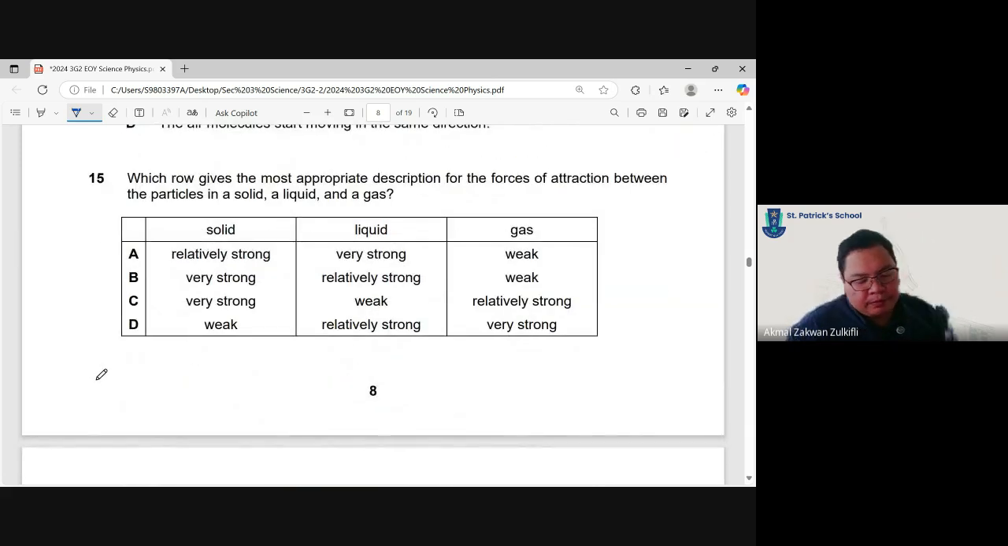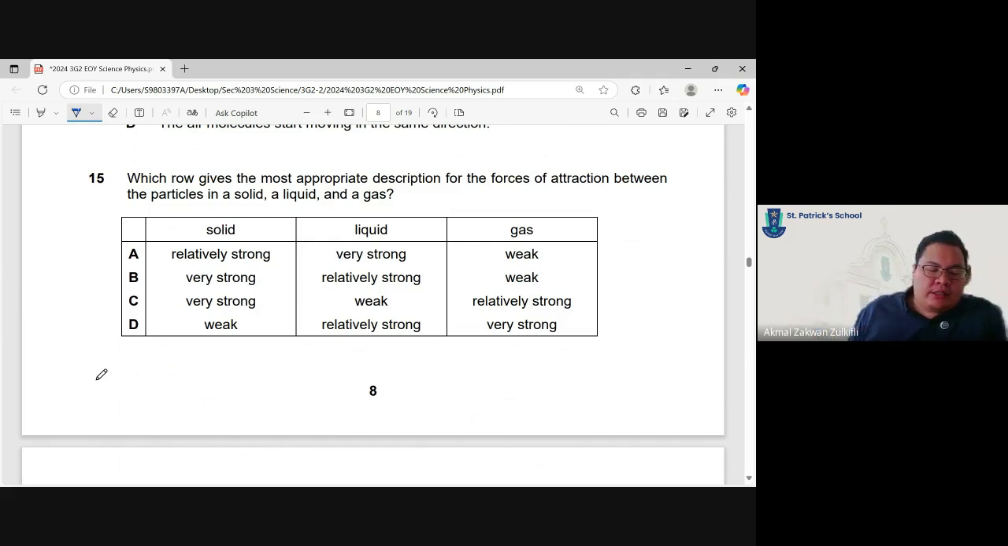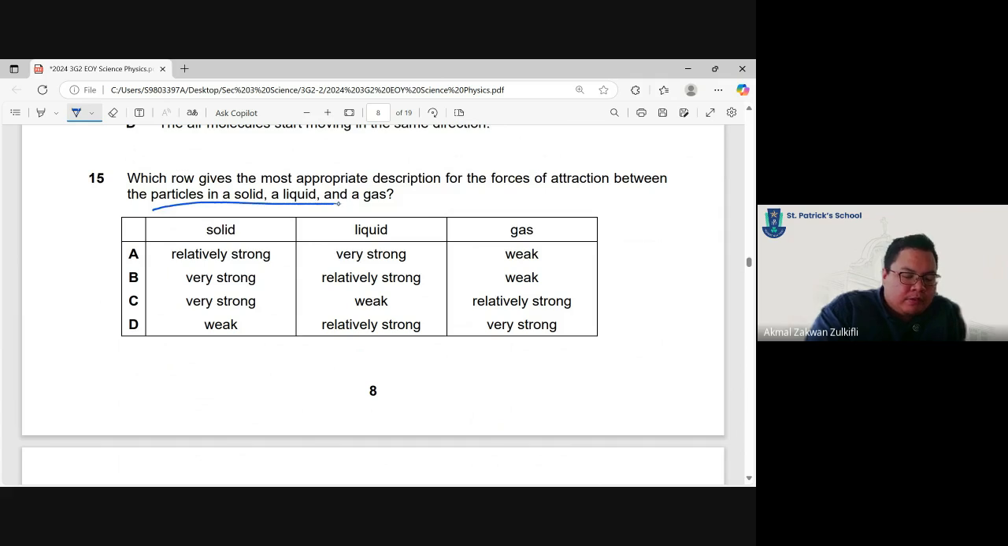Question 15. Which rule gives the most appropriate distribution for the forces of attraction between solid, liquid, gas? So we know that solid has the very strongest forces of attraction, and it increases this way. Solid has the strongest, increasing this way. So it's P.